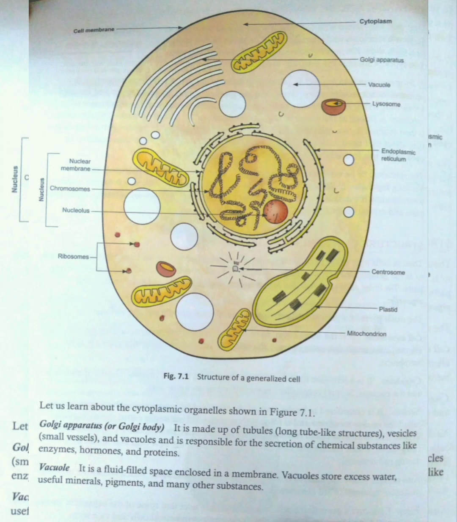Vacuoles. Whenever we have a space that is filled with fluid and this space gets enclosed by a membrane, it is known as a vacuole. The function is to store excess water, useful minerals, pigments, and many other substances.